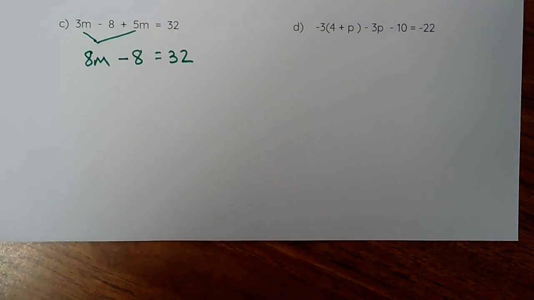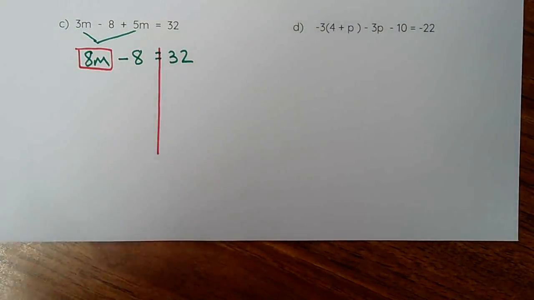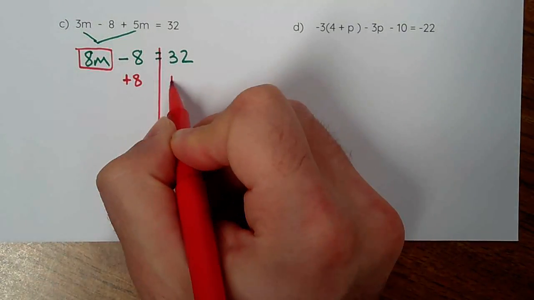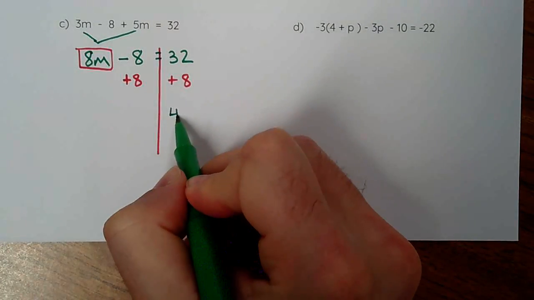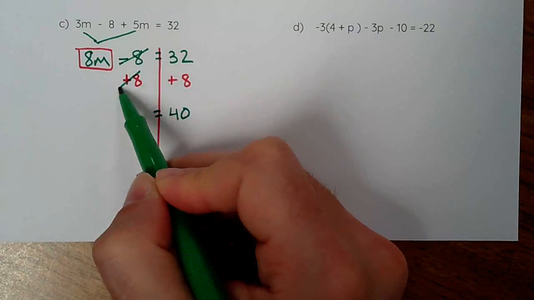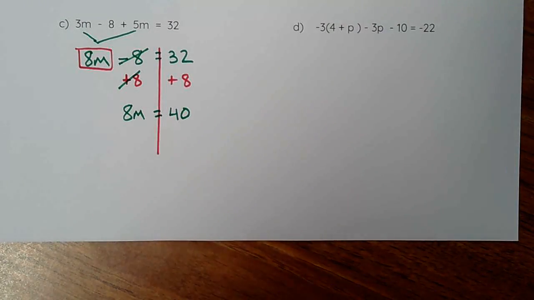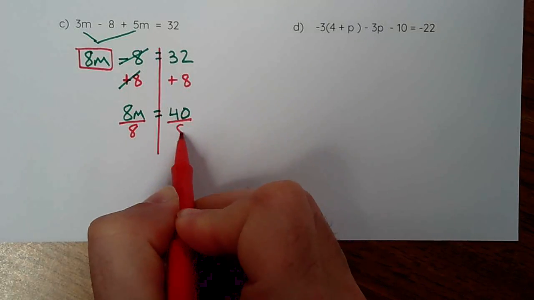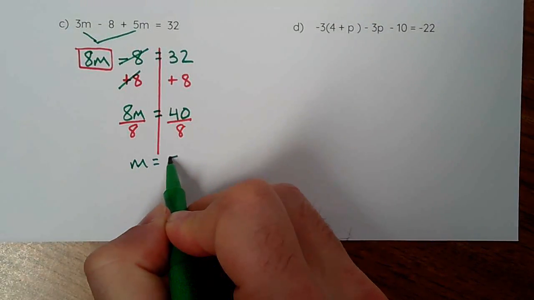All right, go ahead and box our term. Draw our line. Subtracting 8, to undo subtracting 8, we're going to add 8 on both sides. It's going to leave us with a 40 on the right. Minus 8 plus 8 will cancel out and leave us with 8m. Divide by 8, and m is equal to 5.